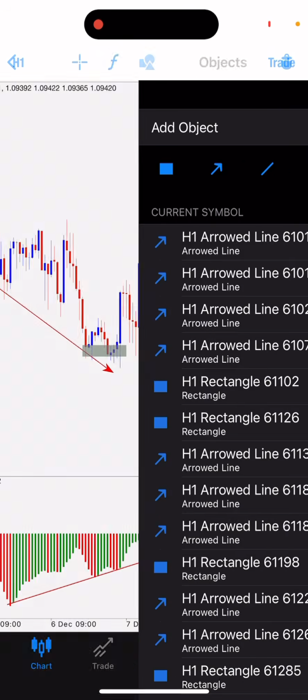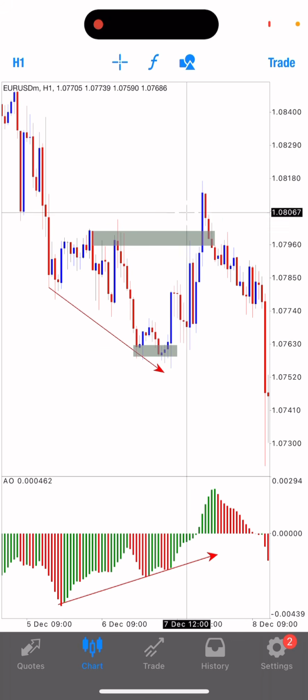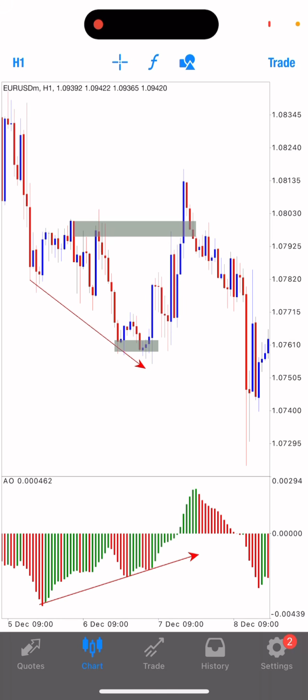So take profit is at the nearest resistance level here. Okay, so at this price here, 1.07987 here, we are out of this trade. Okay, so we are out of this trade. Okay, so guys, that is how we trade using the awesome oscillator divergence strategy.